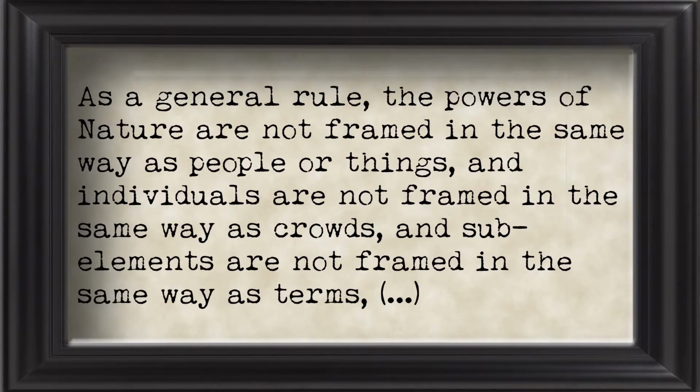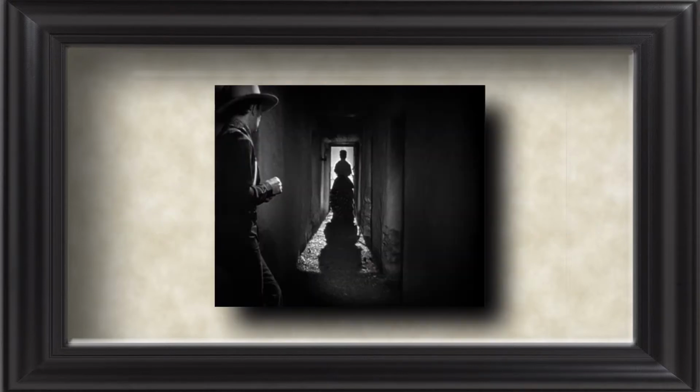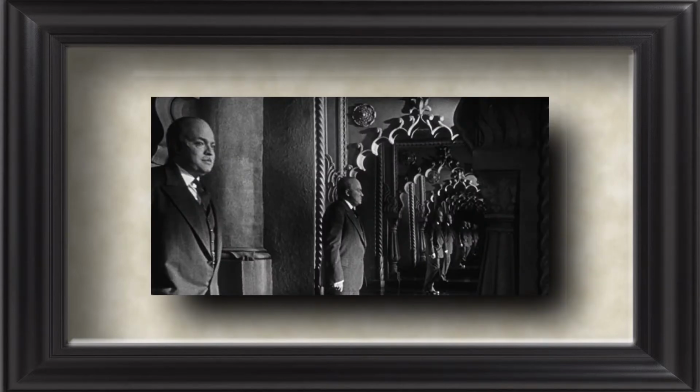As a general rule, the powers of nature are not framed in the same way as people or things, and individuals are not framed in the same way as crowds, and sub-elements are not framed in the same way as terms, so that there are many different frames in the frame. Doors, windows, box office windows, skylights, car windows, mirrors, are all frames in frames. The great directors have particular affinities with particular secondary, tertiary, etc. frames. And it is by this dovetailing of frames that the parts of the set or of the closed system are separated, but also converge and are reunited.